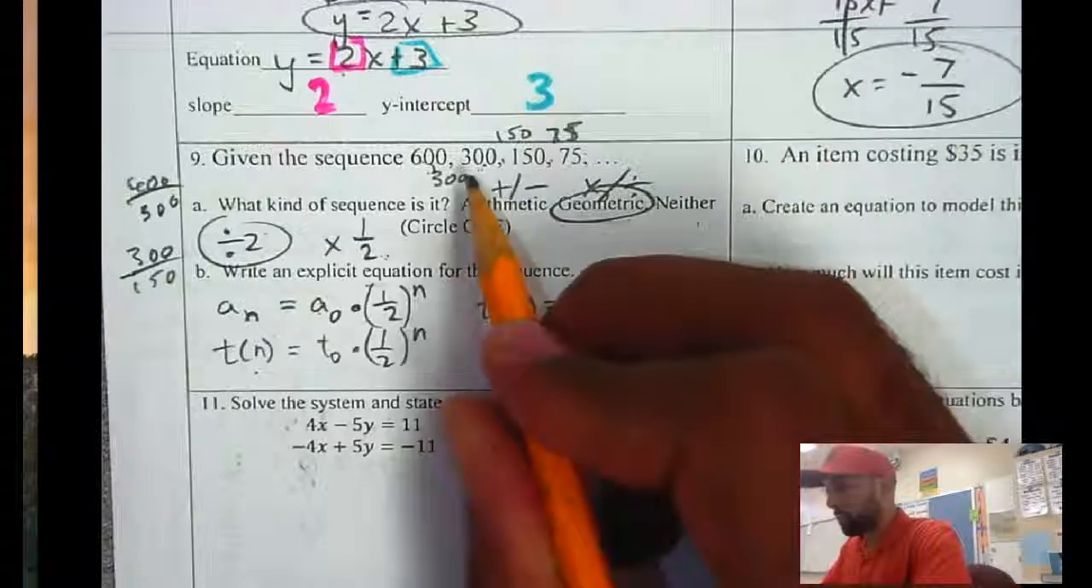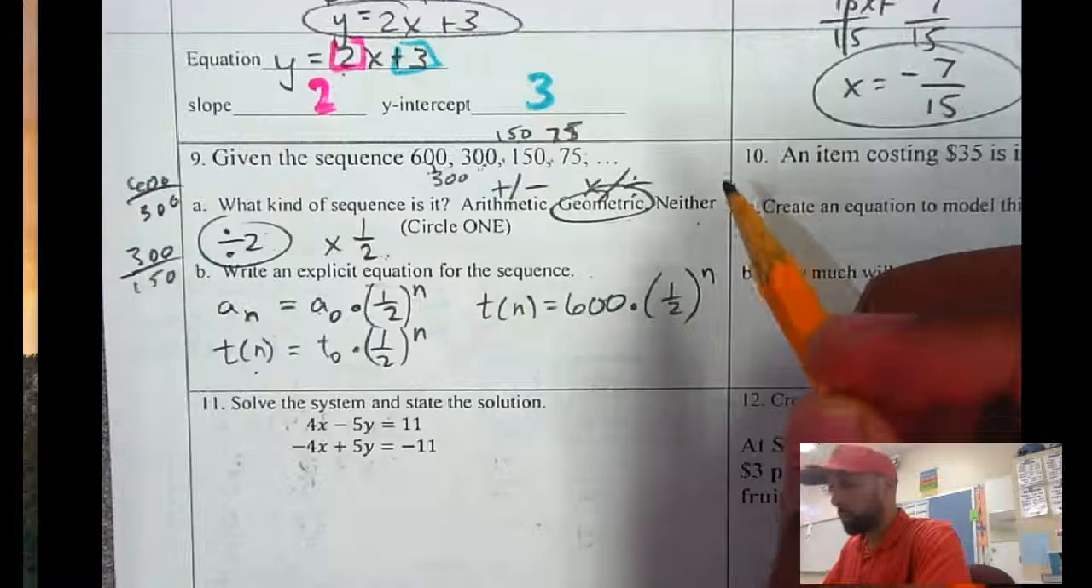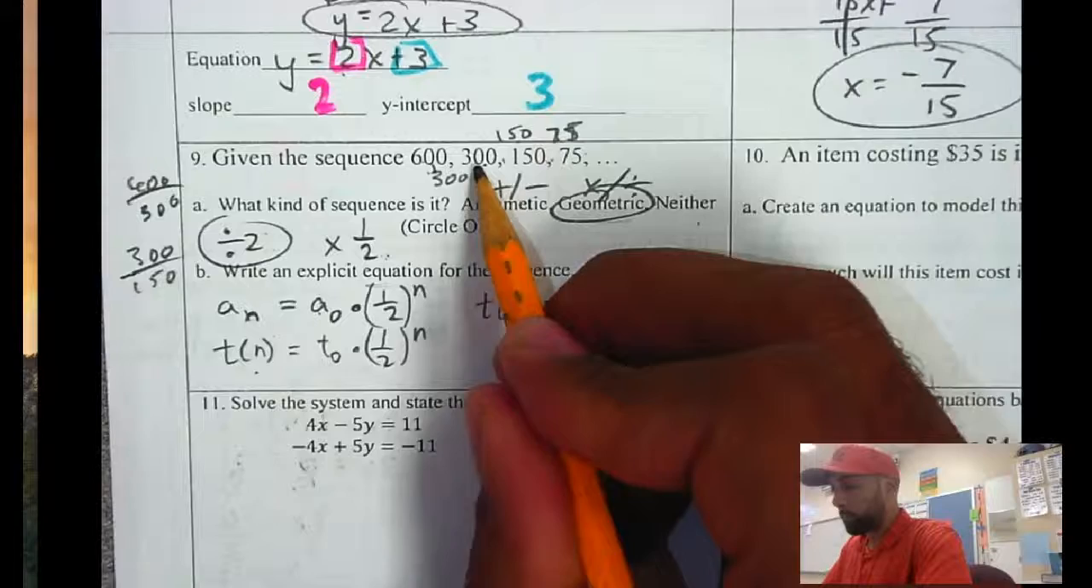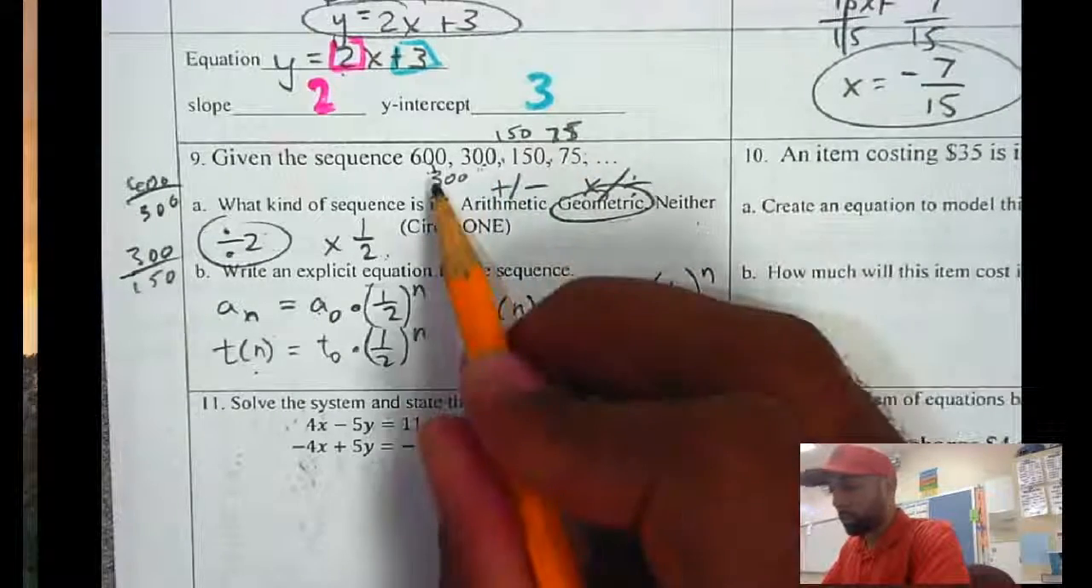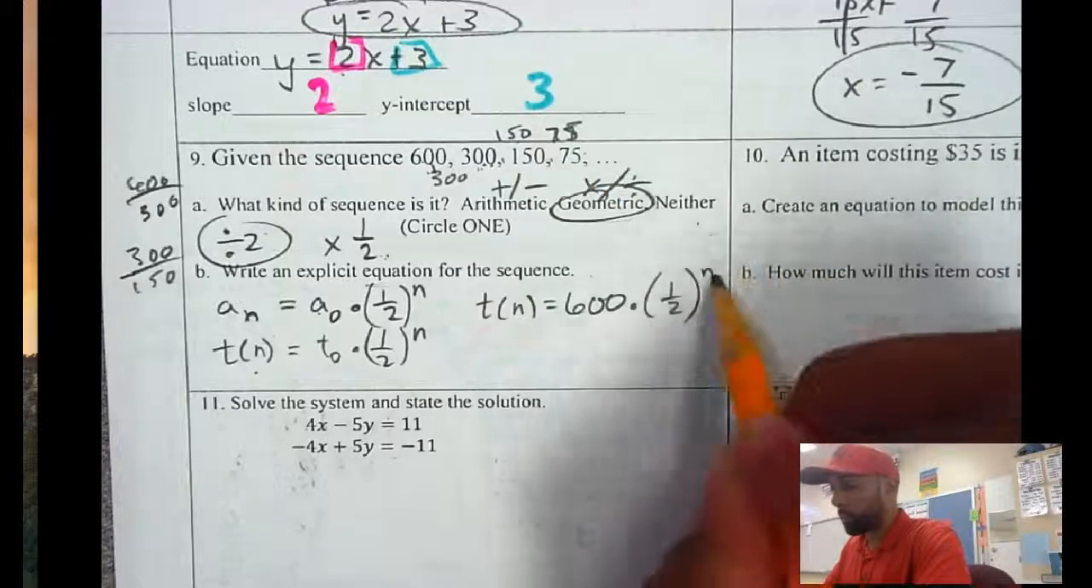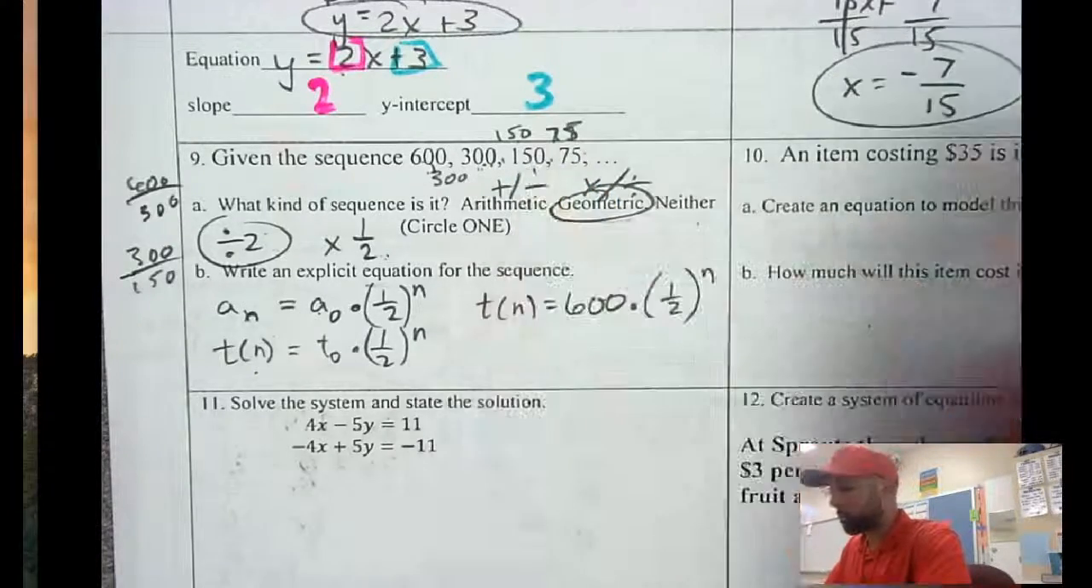So if I'm looking for the term sub 0, this first term, I would just plug in 0. If I'm looking for the next one, I plug in 1. If I'm looking for the one after that, it's 2. Okay.